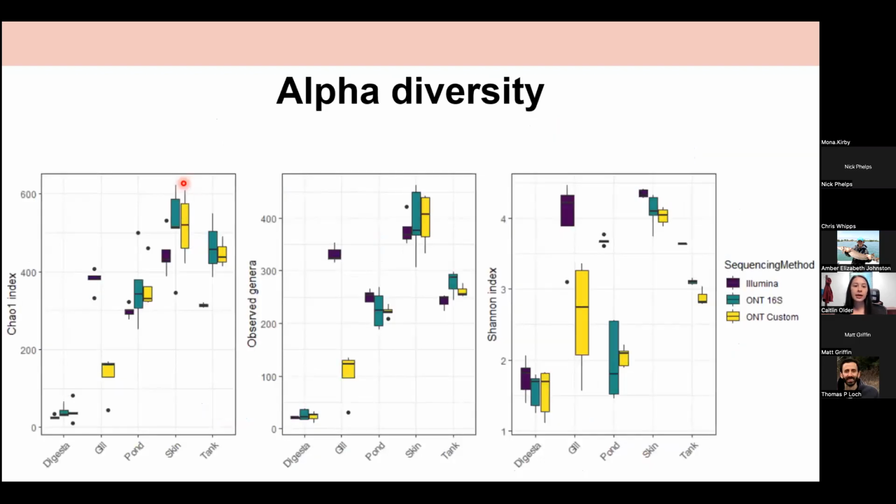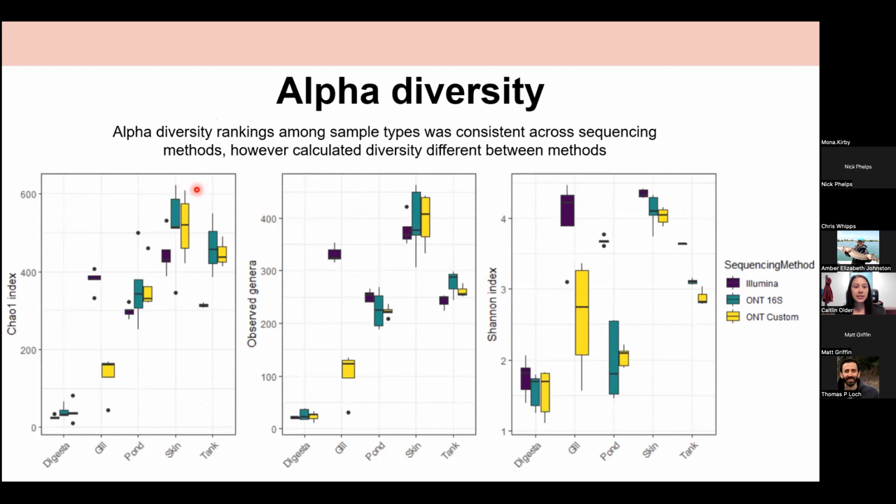Now we are looking at alpha diversity, which is within-sample diversity. So you calculate, in this case, the number of genera, or the richness or evenness, in each sample. And what we could see is that alpha diversity rankings among sample types were consistent across the sequencing methods. However, the calculated diversity was different between methods.